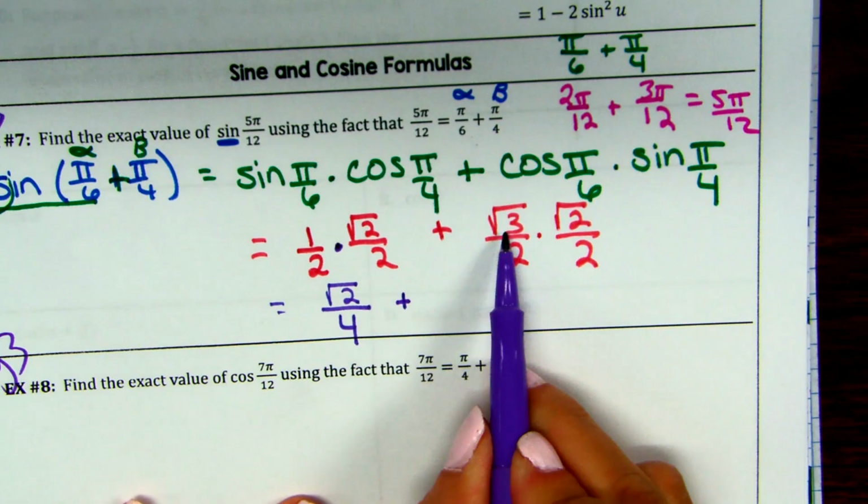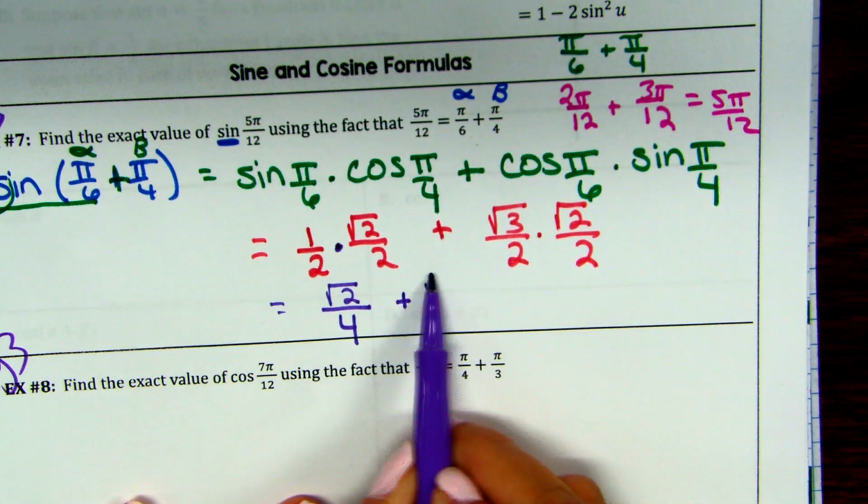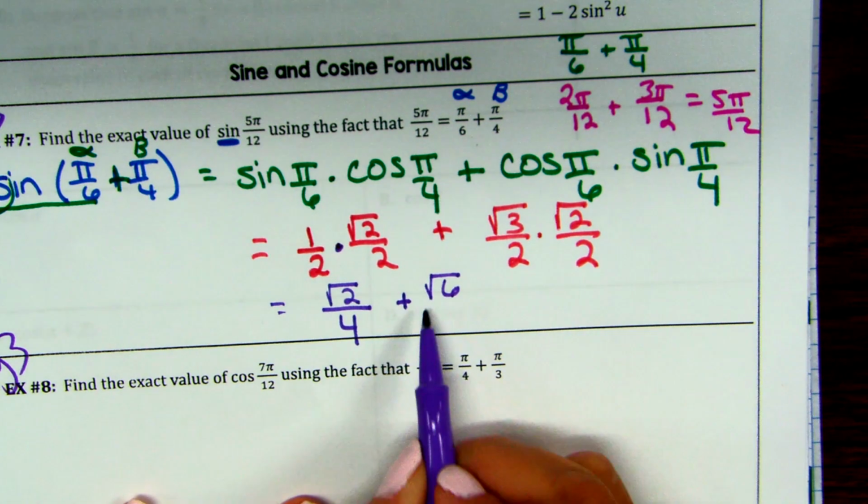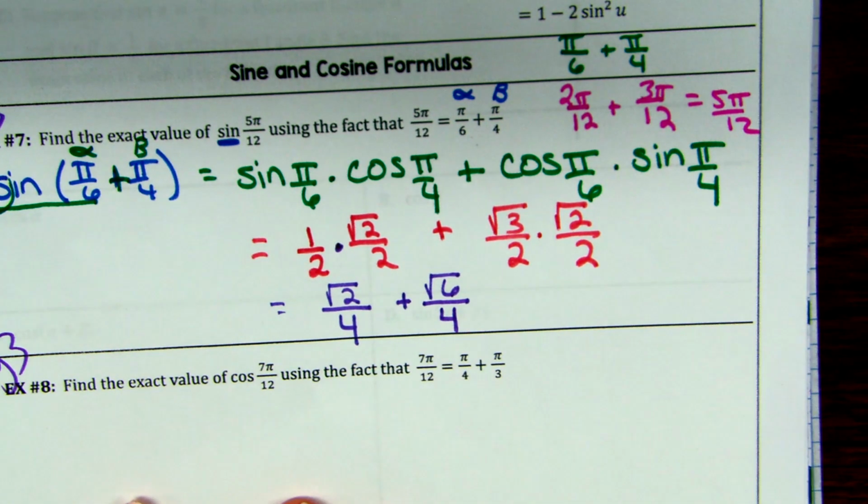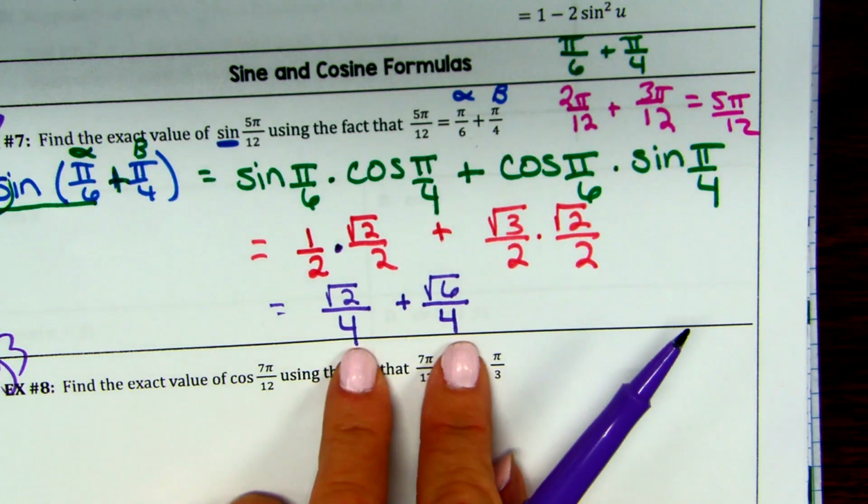Over here, square root of 3 times the square root of 2 is the square root of 6. 2 times 2 is 4. And that's it. That's your answer. That's the exact value. That's as simplified as you can get until you go to your calculator. Now listen, there's a couple different ways you could write this. As for my quiz or like an FRQ, this is full credit, okay?